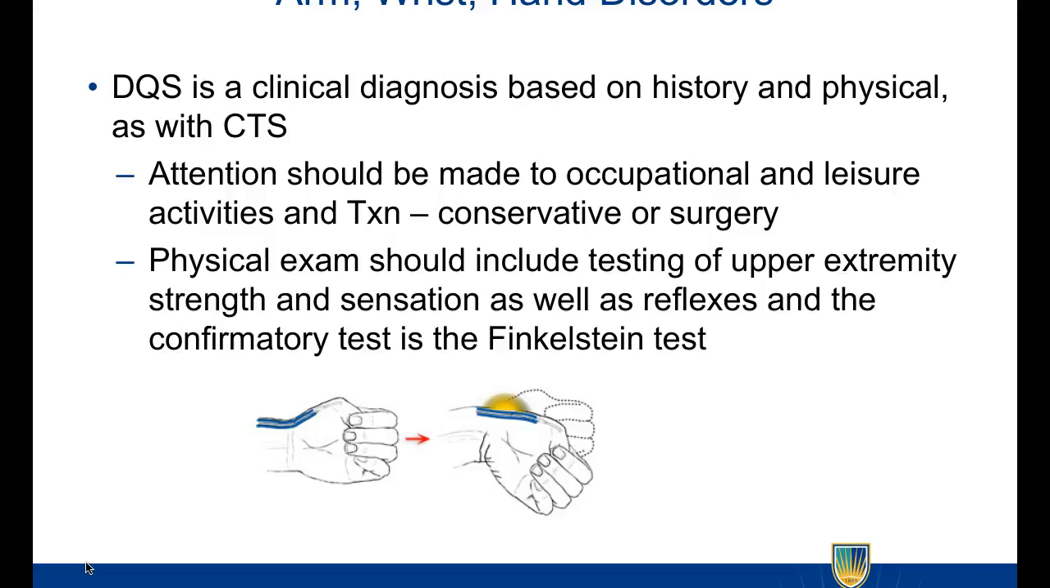The Finkelstein test is performed by having the patient place their thumb against their hand, making a fist with the fingers closing around the thumb. The patient then is asked to bend the wrist toward the little finger. The test is positive if pain is reproduced over the tendon on the thumb side of the wrist.